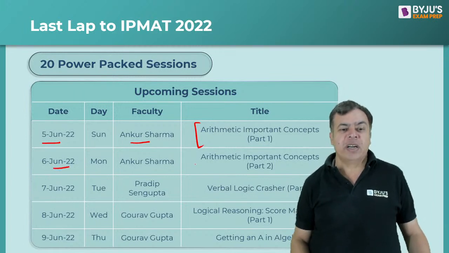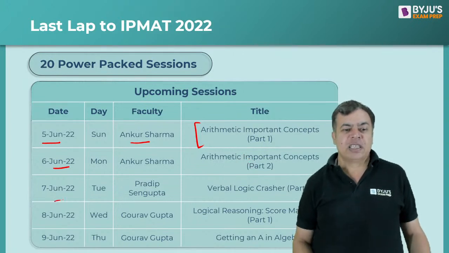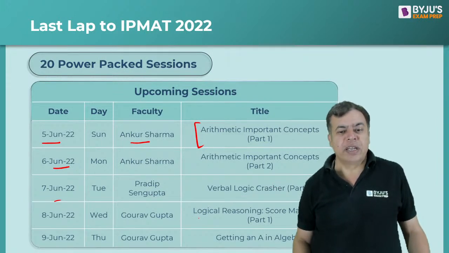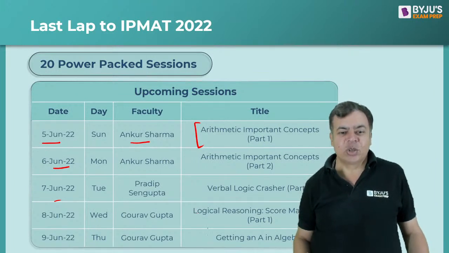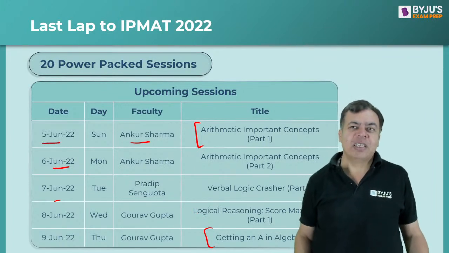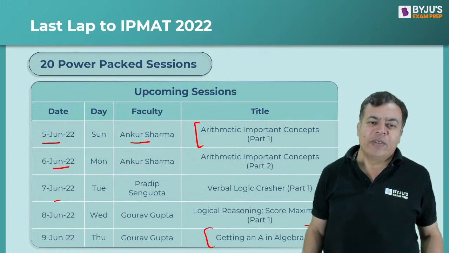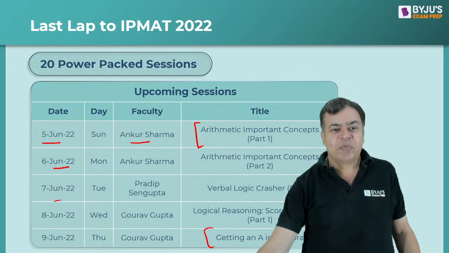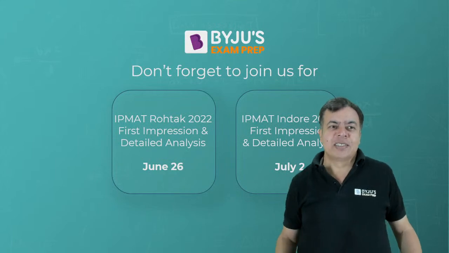On 6th June, Monday, Ankur sir will be taking part 2 of arithmetic important concepts. Then on 7th June, Pradeep sir will be taking the verbal logic crash course, part 1. On 8th June, Gaurav sir will be taking logical reasoning. And on 9th June, Gaurav sir will be taking algebra. Algebra is very, very important for IPMAT Indore, so you can look for Gaurav Gupta sir's session on 9th June, and these two things you must not miss.